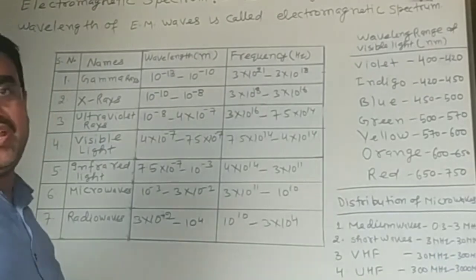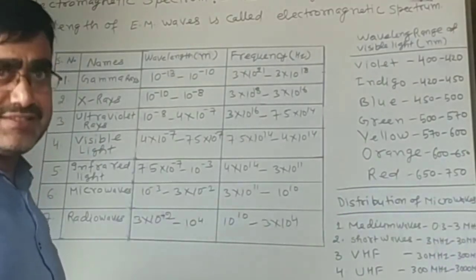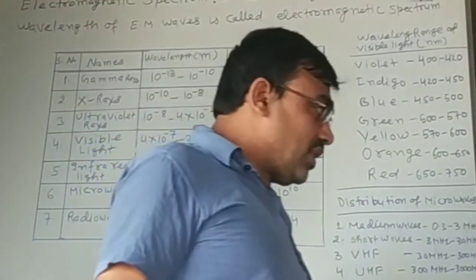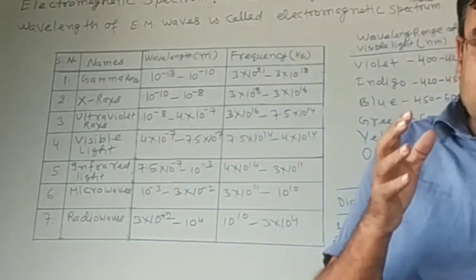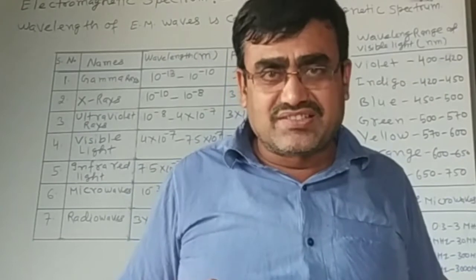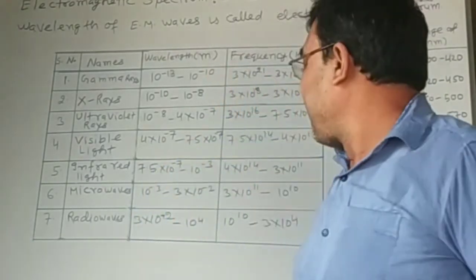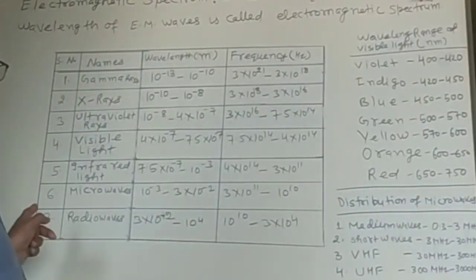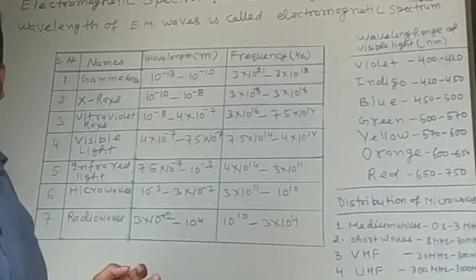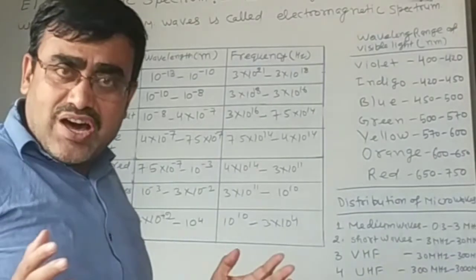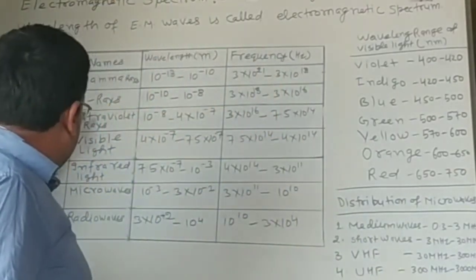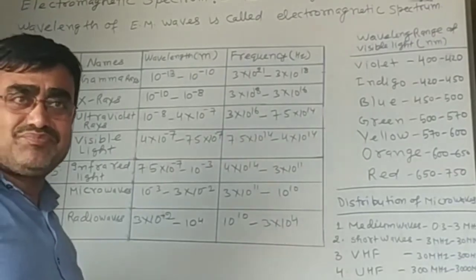Microwaves are used in microwave weapons. They are also used in the study of molecular structure. Radio waves are used in radio communication, television communication, etc. These are some uses of components of EM waves.